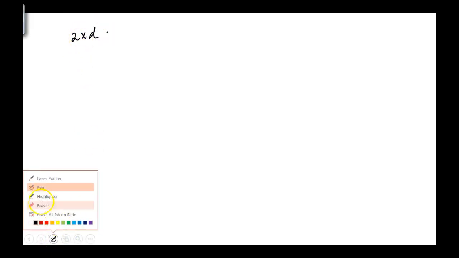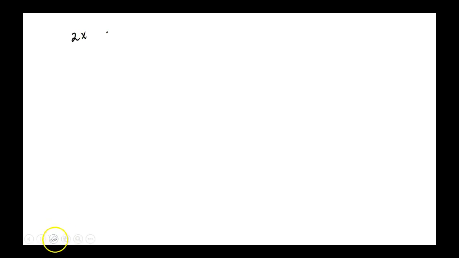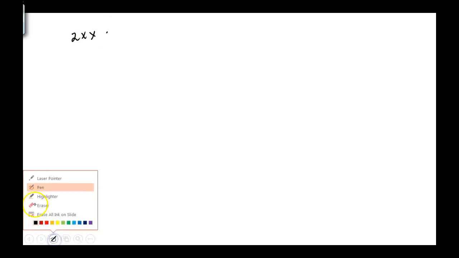So here, what we have: 2xy dx plus (x squared minus 1) dy is equal to 0.